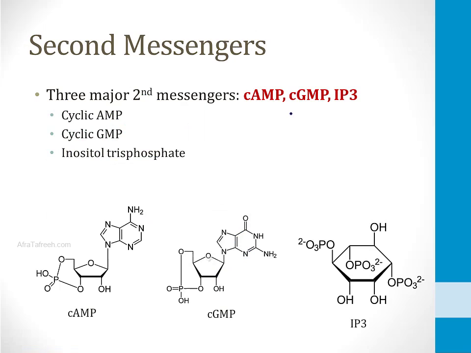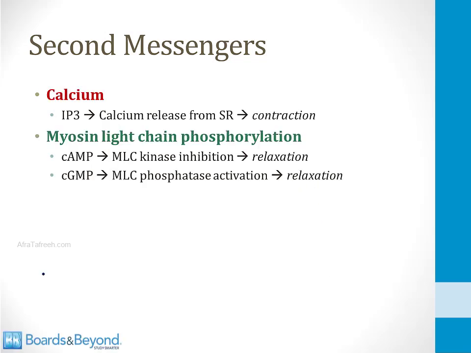There are three major second messengers used in smooth muscle cells. Those second messengers are cyclic AMP, cyclic GMP, and inositol triphosphate, or IP3. Their chemical structures are all shown on the screen here. Cyclic AMP and cyclic GMP are just modified versions of nucleotides, and IP3 has the structure on the bottom right side of the screen. These three second messengers are going to modify the levels of those controllers of smooth muscle tone we talked about before.